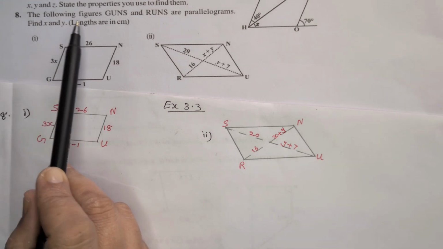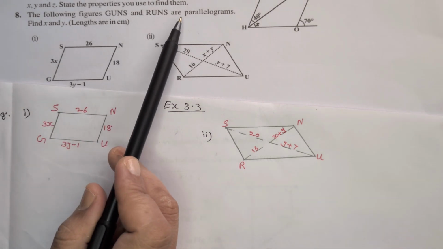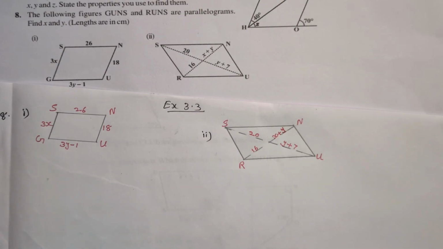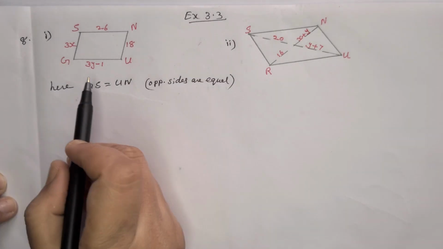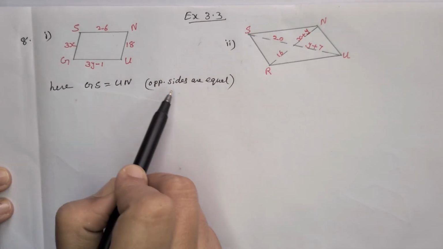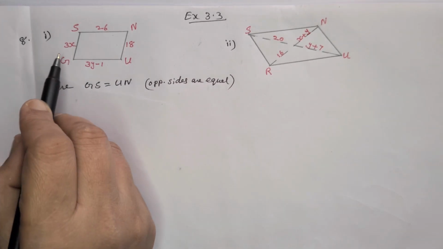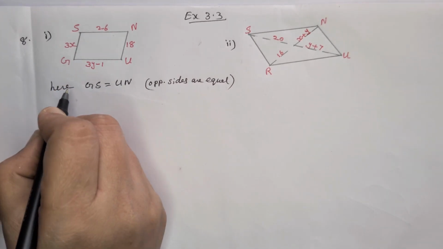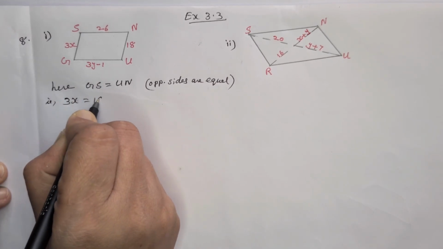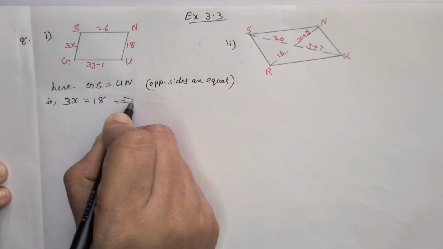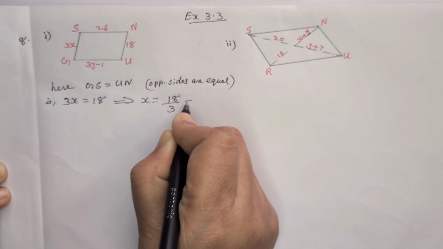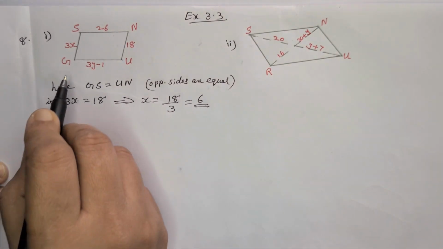Question number 8. The following figures, GUNS and RUNS, are parallelograms. Find x and y. Here GS is equal to UN. Opposite sides are equal. So we can write 3x is equal to 18, which implies x is equal to 18 by 3, which is equal to 6.